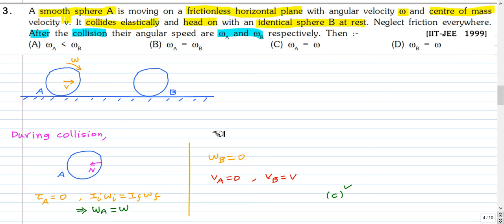Also the angular momentum of sphere B will be conserved. Initially the angular speed was 0, so after collision the angular speed will be the same as initially, which is 0. So omega B is 0, but there will be an exchange of translational velocities. Linear momentum is also conserved. These are two bodies of the same mass, so the velocities will get interchanged. After collision, the linear velocity of A will become 0 and the linear velocity of B will become v. So sphere A will come to rest, but it will keep spinning, and sphere B will not rotate, but it will just slide with the velocity v. The correct option is option C.